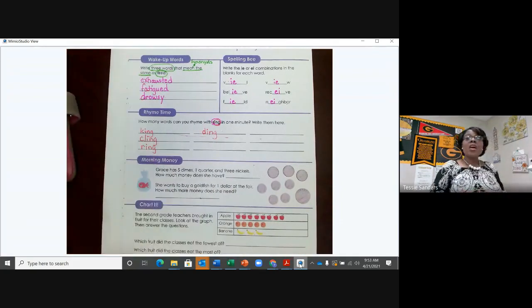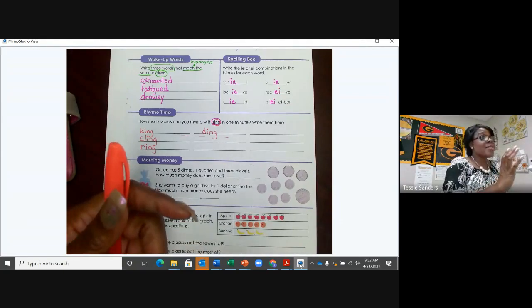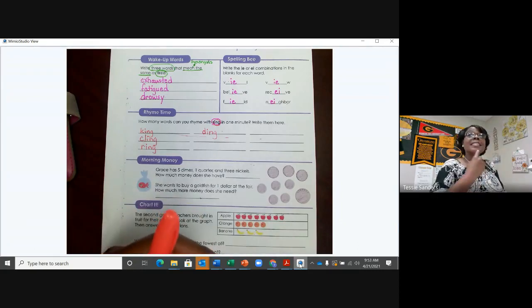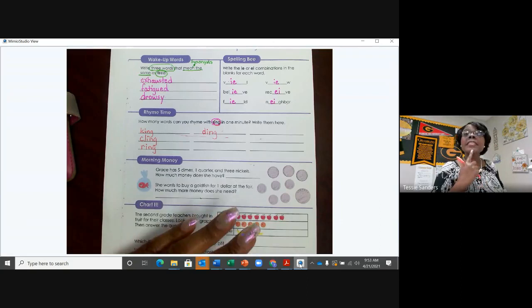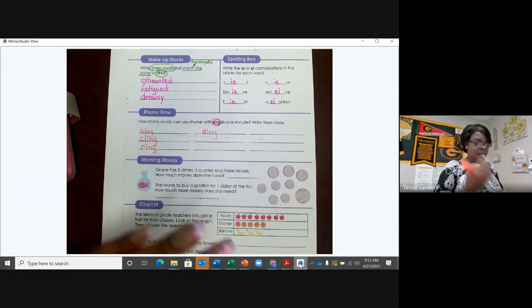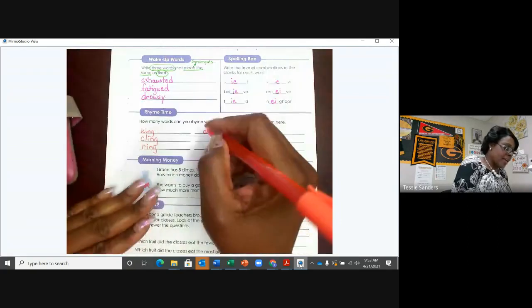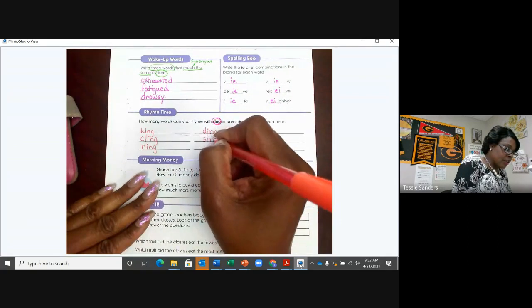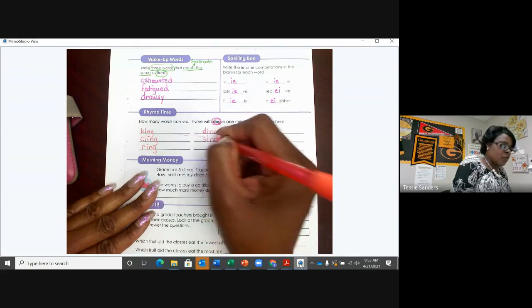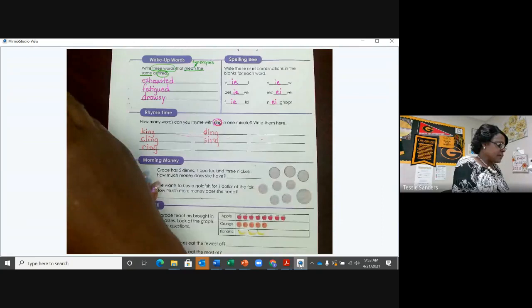Oh, when an entertainer is in front of a mic, they sing. Spell sing. S-I-N-G. Good. S-I-N-G. I'm running out of orange. I'm going to change my pen.